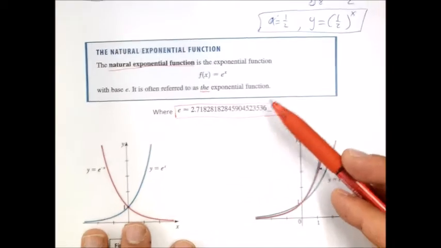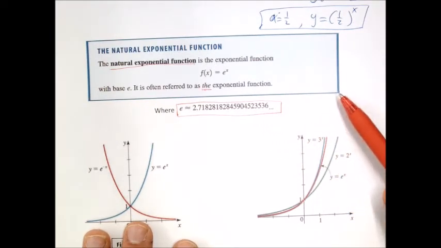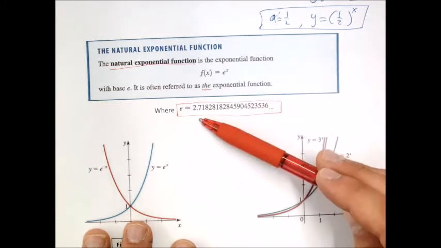It's irrational, which means that, see this dot, dot, dot here? This means it just keeps going on forever. It never repeats itself. It's very similar to pi in that respect. It's a lot like pi, except it's a different number.